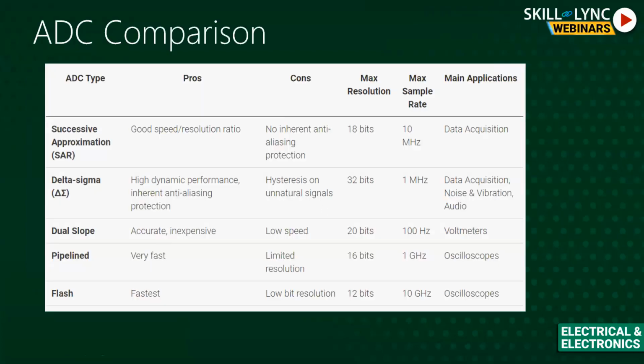Moreover, we also have an ADC selection mechanism. Which type of ADC we select depends on what kind of resolution we need and how fast it must be, because there is a conversion mechanism by which we can make it very fast. Different ADCs use different internal mechanisms, such as successive approximation, delta sigma, dual slope, pipeline, and flash. Each has its own pros and cons, its own limitations.